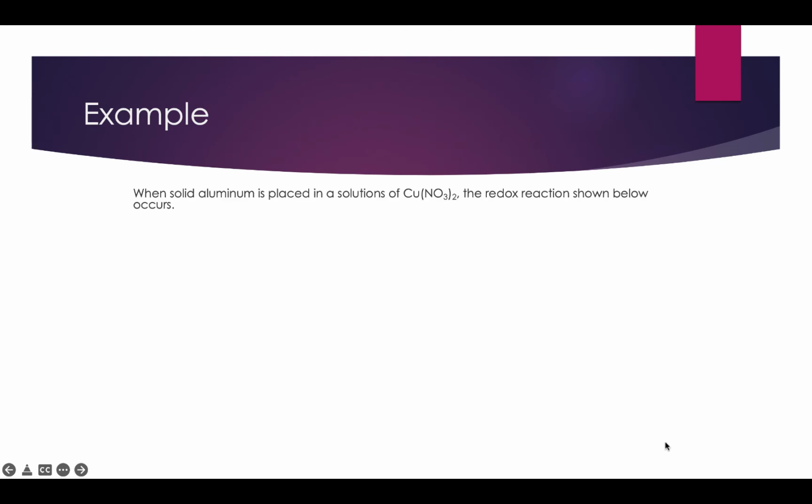When solid aluminum is placed in a solution of copper nitrate, this redox reaction occurs. Notice I've written this as a net ionic. The nitrate is a spectator, so I've eliminated it. So let's first identify what's being oxidized and what's being reduced.